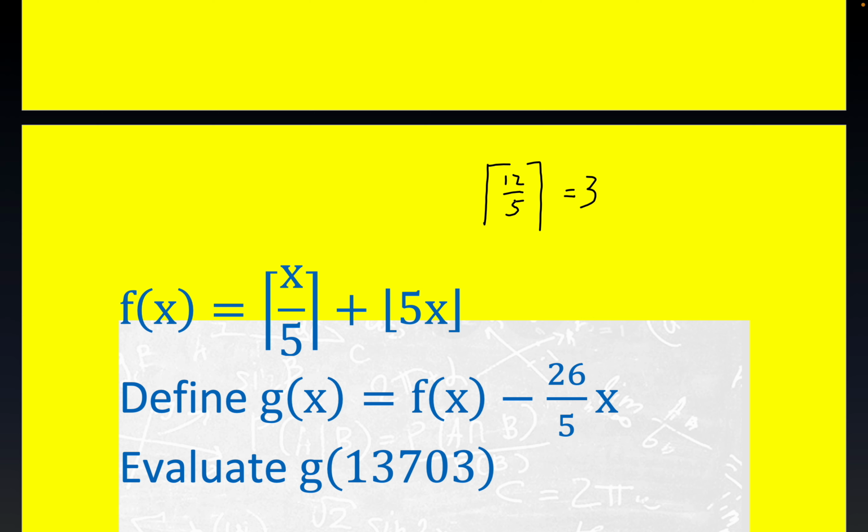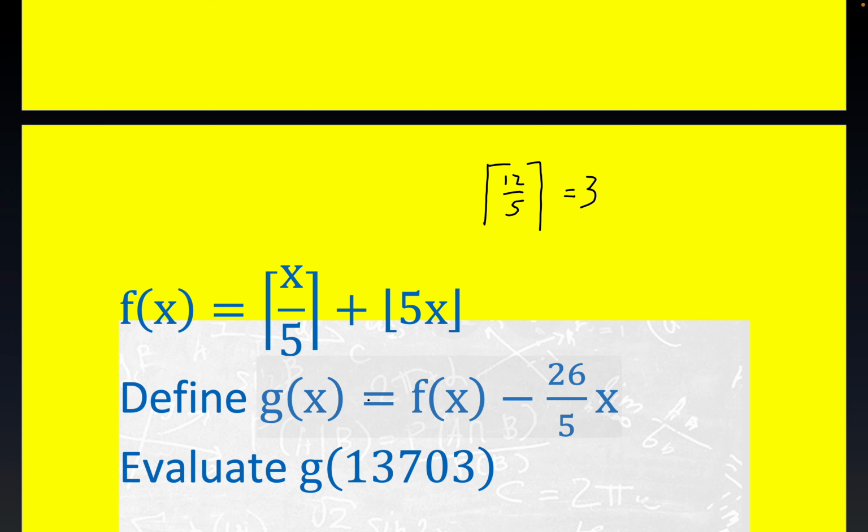than the input argument. It's the least integer that is greater than the input argument. And a similar statement holds for the floor function. I won't go over that. Okay. Now we have this strange looking situation here. We have g of x defined to be f of x minus this strange object right here. And then we're supposed to evaluate this newly defined function at 13,703.